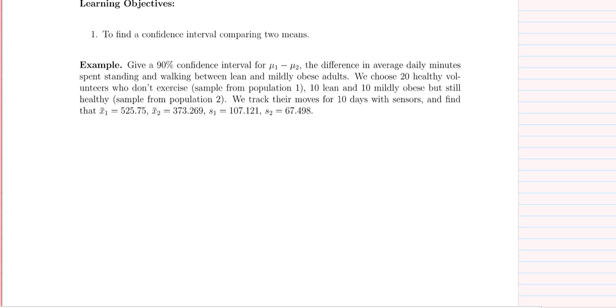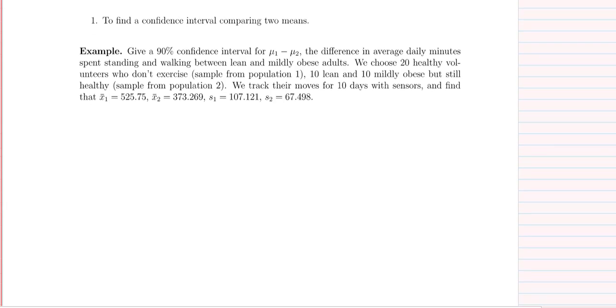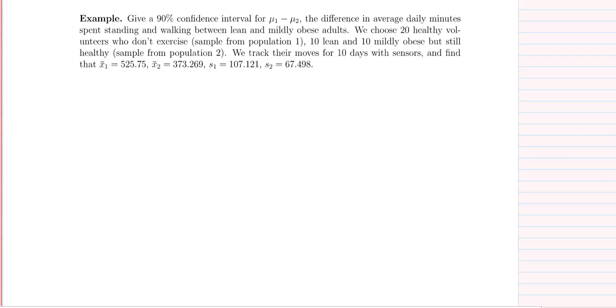In this video, we're just going to find a confidence interval comparing two means. This is a continuation of our two-sample t procedures, just so that we have an example of how to find a confidence interval. We want to find a 90% confidence interval for mu1 minus mu2, because the confidence interval estimates our population parameter. And in this case, our population parameter is mu1 minus mu2.